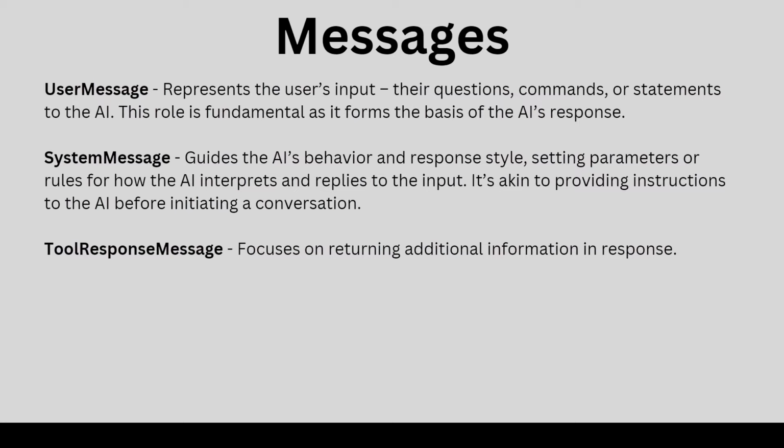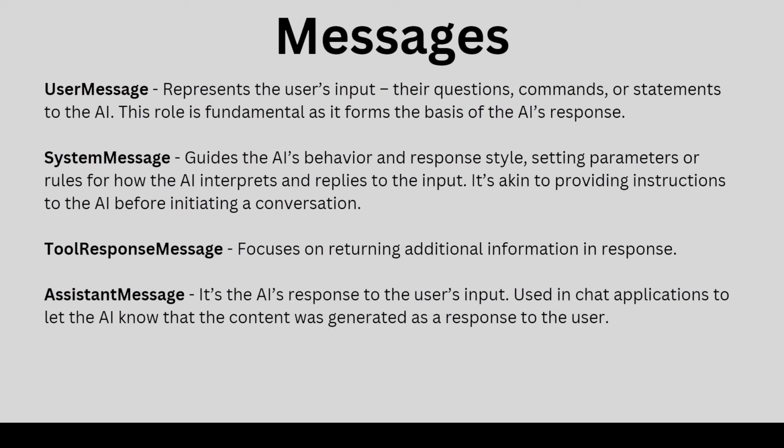Next one is tool response message. It focuses on returning additional information in response, and it's connected with functions, which is a separate topic, and we will have a look at it in one of the following videos. Next one is assistant message. It's the AI's response to the user input. Assistant message is used to let the AI know that the content was generated as a response to the user.